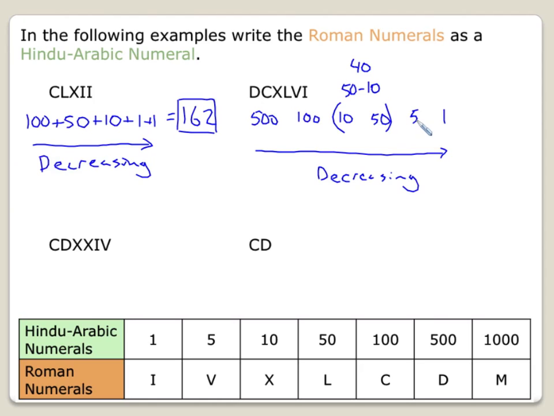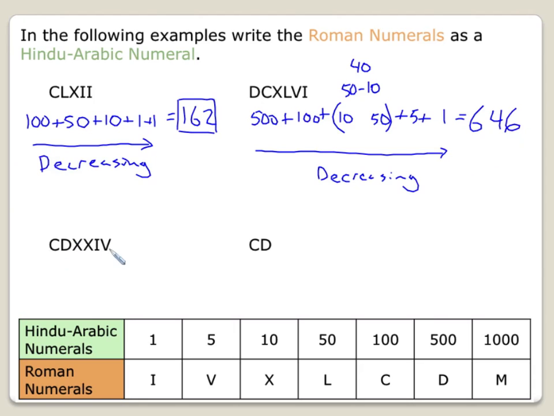Okay, 50 to 5, that's decreasing. 5 to 1, that's also decreasing. So the rest of this is addition. So 500 plus 100 plus 10 take away from 50, which is 40, plus 5, plus 1. So all in all here, we get 646.